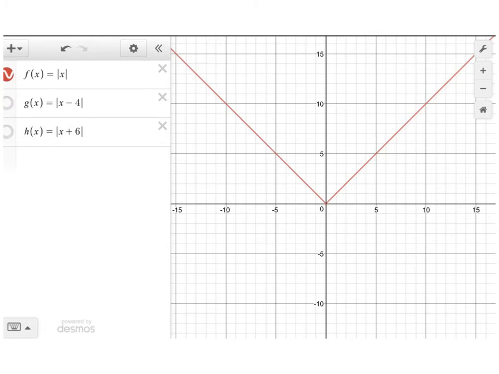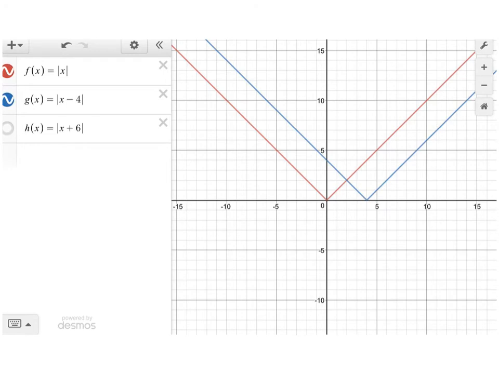So in our red graph here, this is just the graph of the absolute value of x. And the second graph that I want to show you is the absolute value of x minus 4. So if you look at its equation over here, g of x equals the absolute value of x minus 4, you might think that subtracting 4 from the x values means that the graph goes left. And then we see the third one is the absolute value of x plus 6. And again, we might think that adding 6 to our x values means we go right. And let's see what happens.